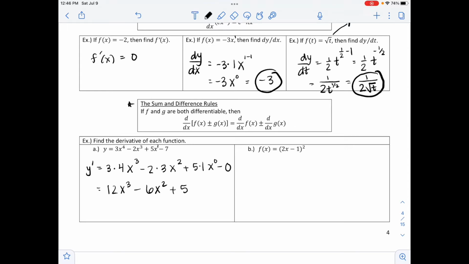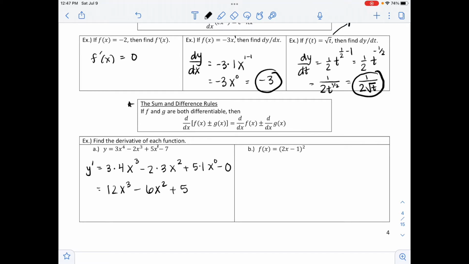And this would be the derivative function that we have. And as you get more used to this, you'll start doing the 3 times 4 in your head and just writing 12 and kind of skipping that first step that I wrote. But until you get there and you feel more comfortable with this, make sure to show those steps to make sure that you don't make any mistakes.